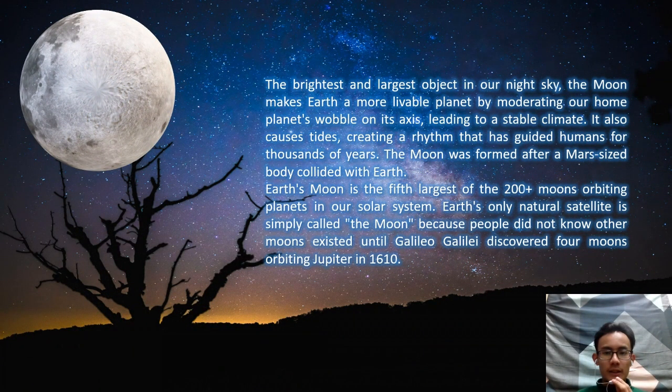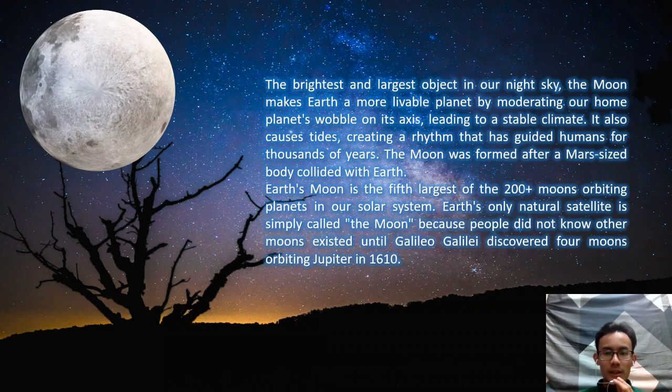The largest object in our night sky, the moon, makes Earth a more livable planet by moderating our home planet's wobble on its axis, leading to a stable climate. It also causes tides, creating a rhythm that has guided humans for thousands of years. The moon was formed after a Mars-sized body collided with Earth. Earth's moon is the fifth largest of the 200 moons orbiting planets in our solar system.